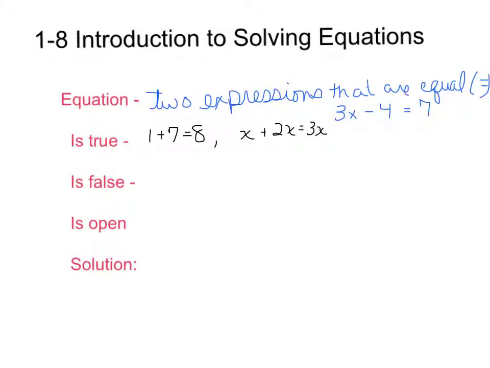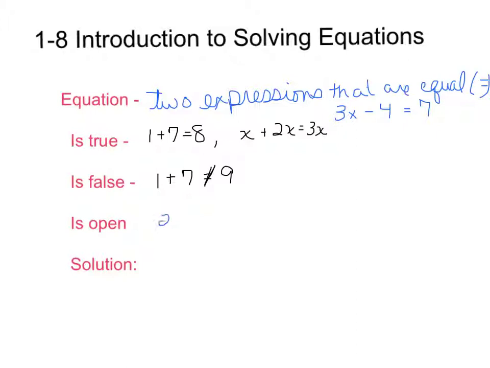Okay? Something is false if it's not true. So for example, if I put 1 plus 7 is equal to 9, like some of you do on assignments every once in a while, I can look at this and say, gee, something's not right. So normally I put a line through the equals sign to show that it's false, it's incorrect, it is not equivalent. Something is considered to be open if there are more than one variables.